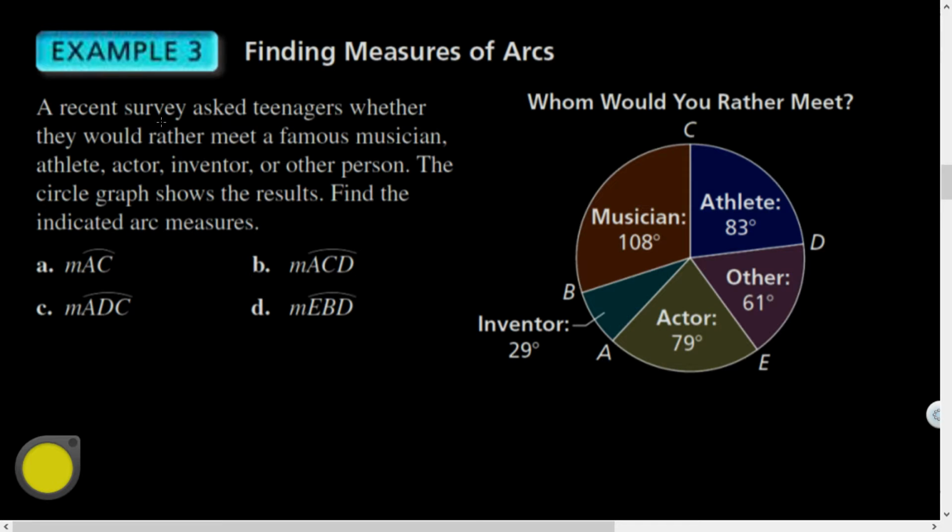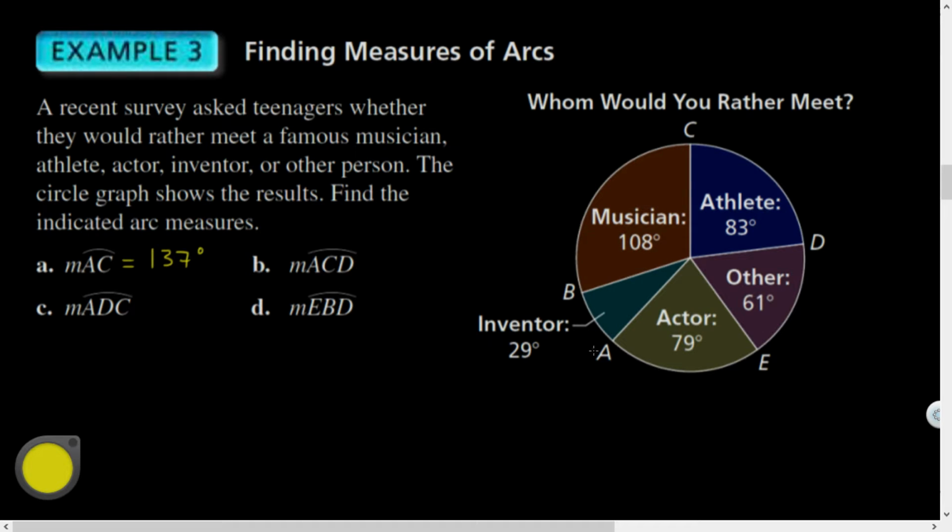It says, a recent survey asked teenagers whether they would rather meet a famous musician, athlete, actor, inventor, or other person. The circle graph shows the results below. Find the indicated arc measures. All right, so AC looks like I would just add those together. So that's going to be what? 137? You guys help me out with this one if I'm wrong.